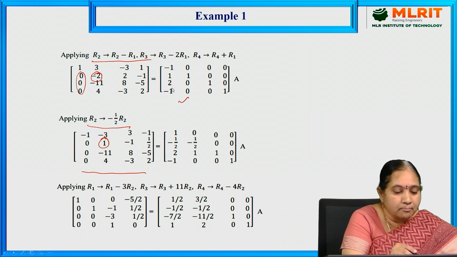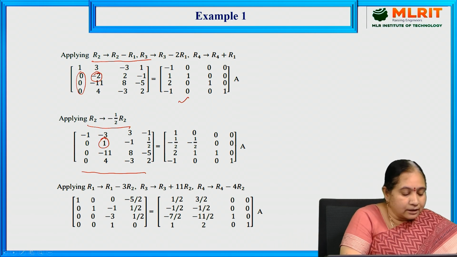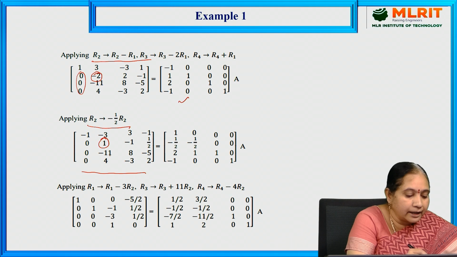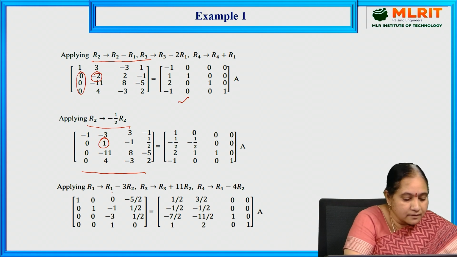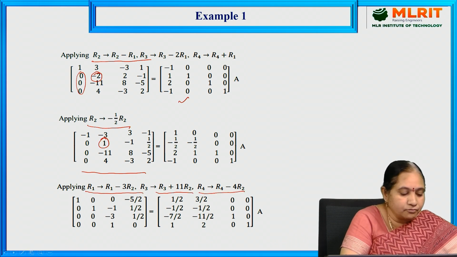So that minus 1 by 2, minus 1 by 2, 0, 0. And remaining first, third, fourth rows are same. And next one, here the elements below the second diagonal element must be 0. So for that we are applying again the row transformations. R1 implies R1 minus 3R2. And R3 implies R3 plus 11R2. R4 implies R4 minus 4R2.